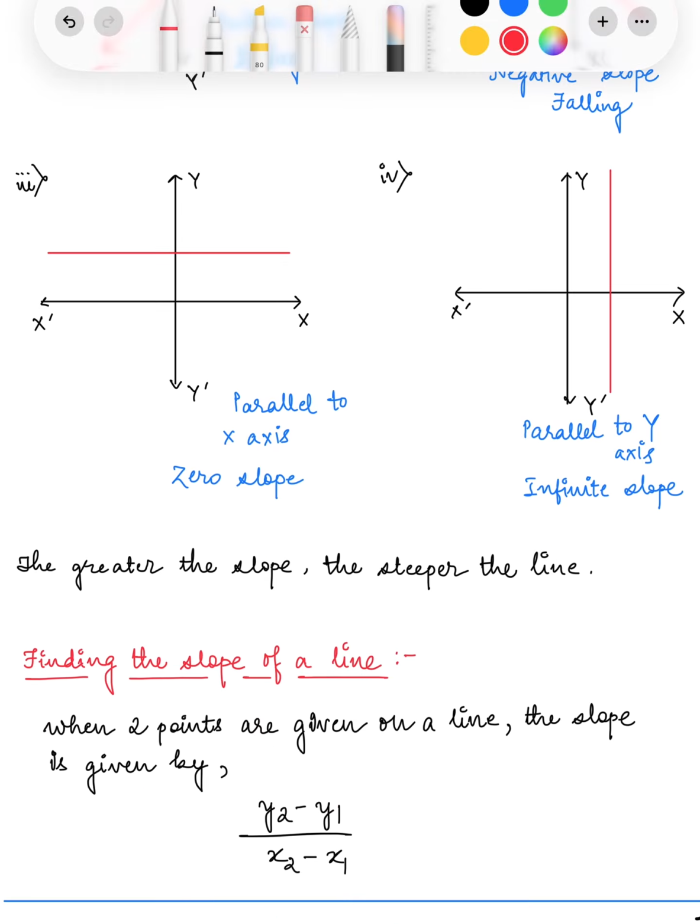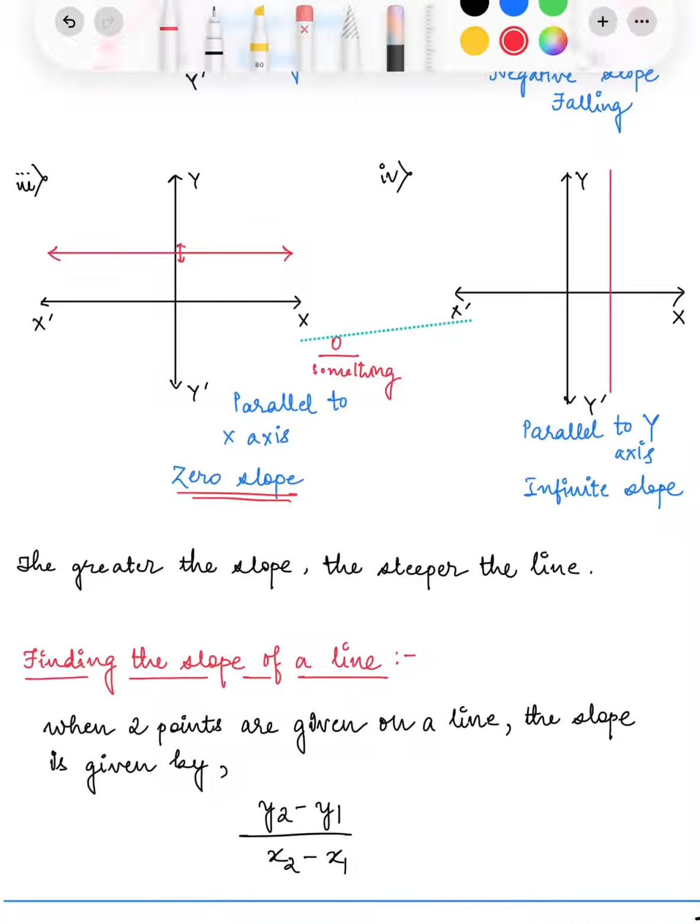Now the third is a line which is parallel to the x-axis. Now if it is parallel to the x-axis, then there is basically no change in y because it is non-existent. So it is 0 by something. So that will be 0. So it has a 0 slope.